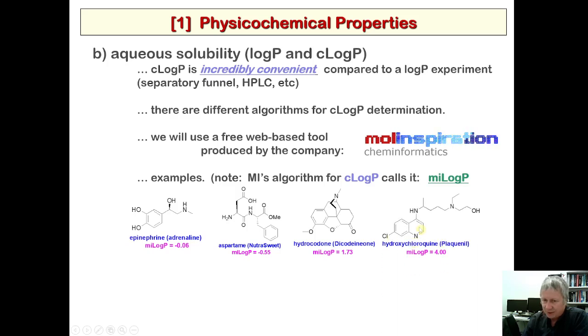Hydroxychloroquine is an anti-malarial drug. It has this quinoline derivative. There's chlorine, a couple other sort of polar functional groups. It's a little surprising this is a higher number compared to the other one, but I think it's also the greasy chain and various things like that that will enhance its log P.